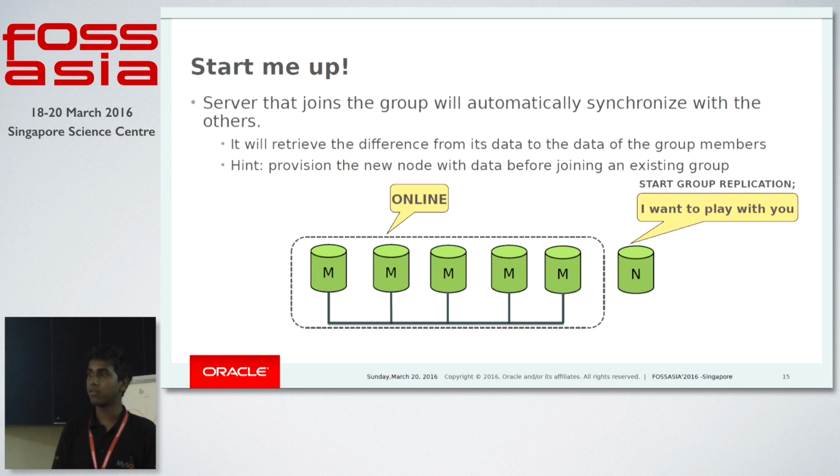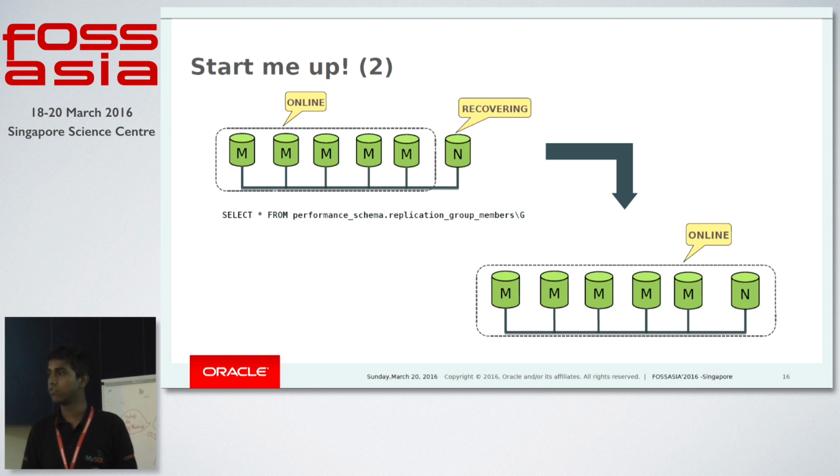That will be much faster. Otherwise, you are guaranteed even then to get the data using the normal distributed recovery procedure that we have. Till the time it is getting the data from the members in the group, it will be in the recovering stage. As soon as it has all the data that is already there in the group, it changes the state to online, and we now have a 6 members group in this particular setup.